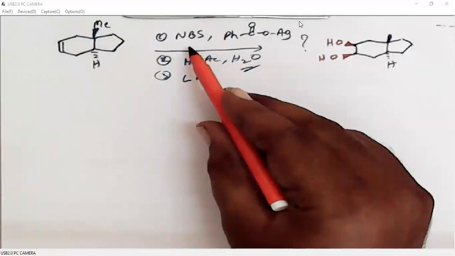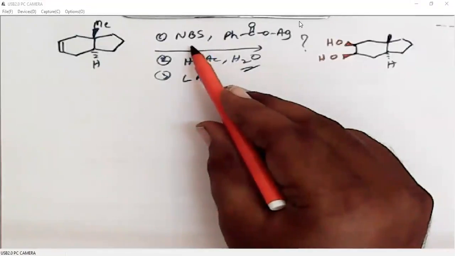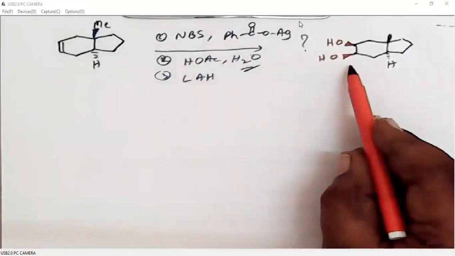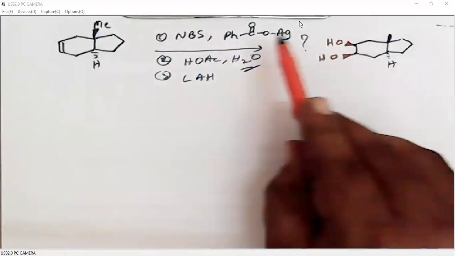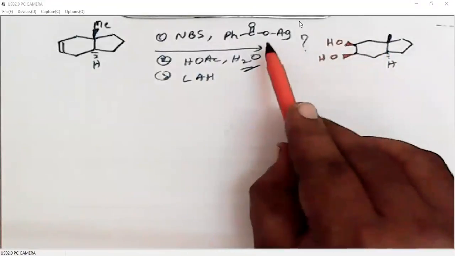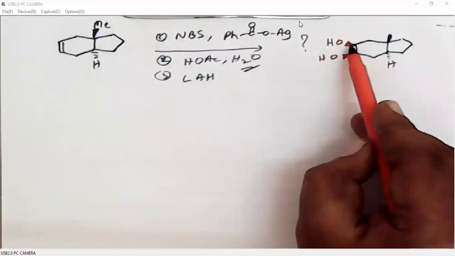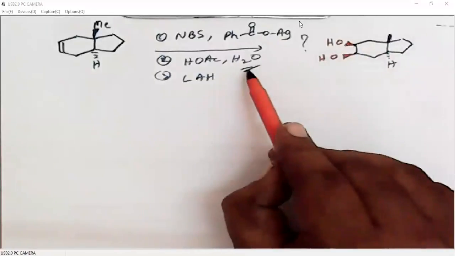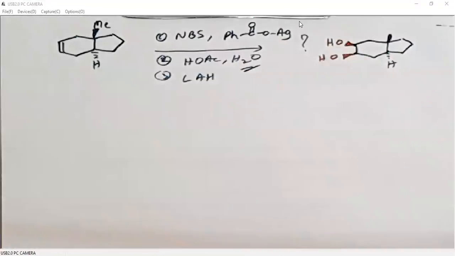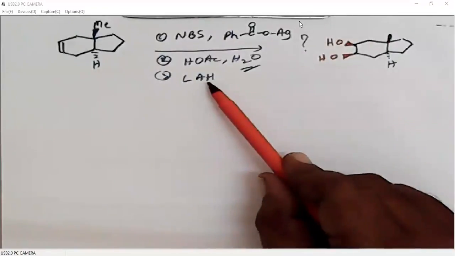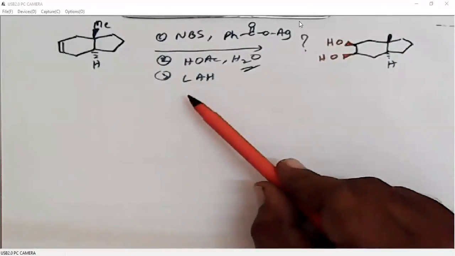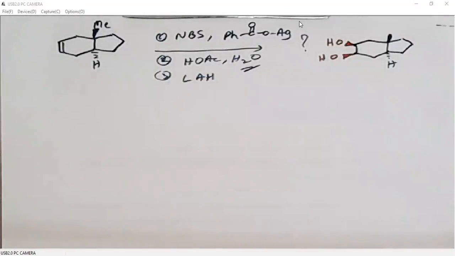NBS, N-bromosuccinimide, generates a bromonium ion. The bromonium ion will form below the plane because of this steric crowding. Then benzoate ion will open the bromonium ion from above the plane. When we add water, it will give a cis diol above the plane. So here one ester, one alcohol will be there. The other ester can be reduced with LAH. LAH will reduce ester to alcohol.